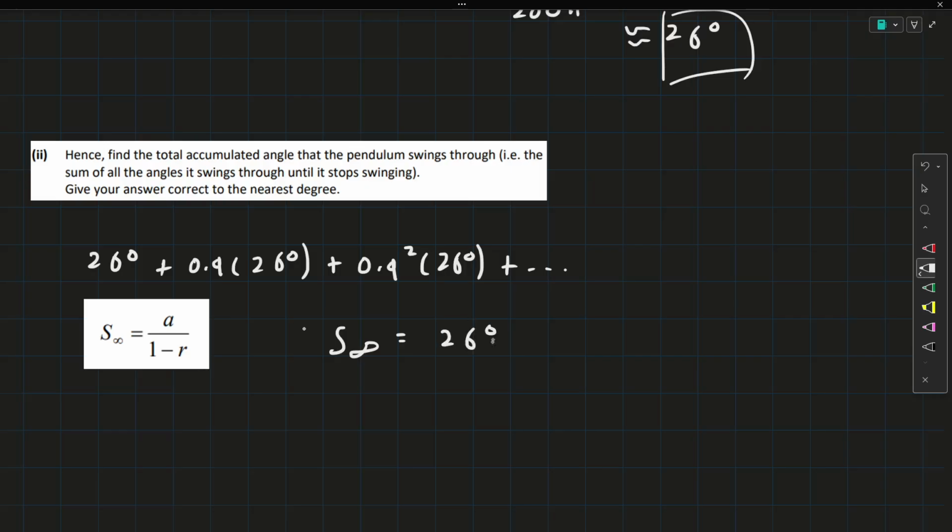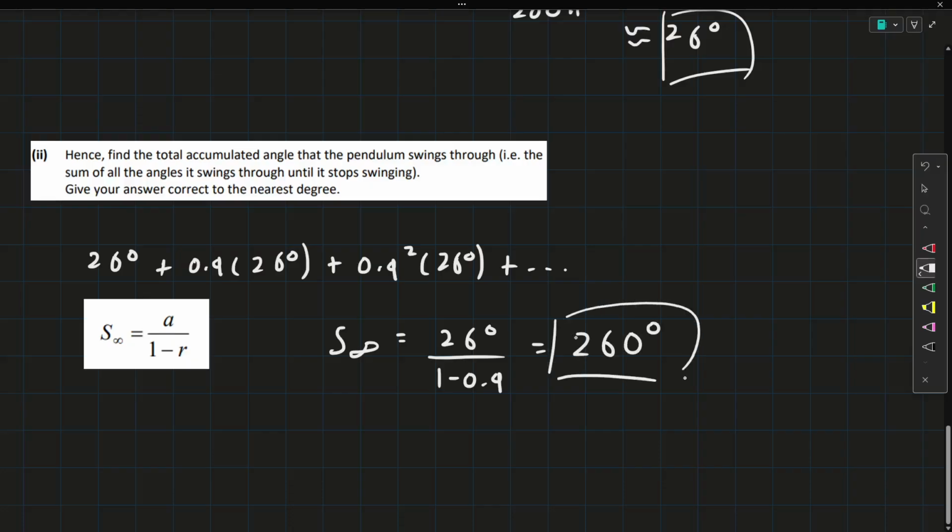So our first term is 26 degrees. And then we're dividing that by 1 minus 0.9, because that's the common ratio. 0.9 is what we're multiplying by each time. So the total angle will be 260 degrees, because we're just dividing by 0.1. So that's the same as multiplying by 10.